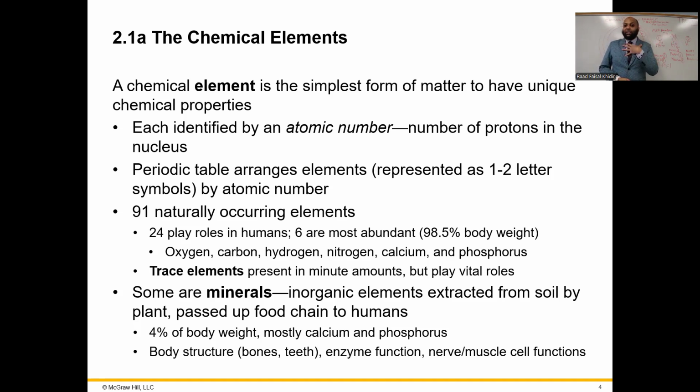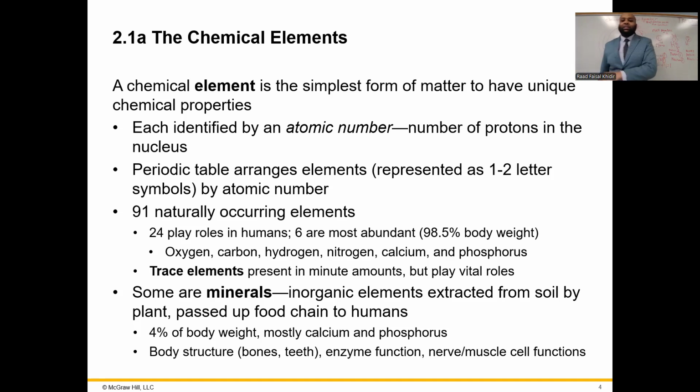Of the 24 in our body, 6 are the most abundant: oxygen, carbon, hydrogen, nitrogen, calcium, and phosphorus. These are the ones that are very important. That's where you have hyperoxemia, too much oxygen, and hypoxemia, too little oxygen. Too much hydrogen is acidity, acidosis; too little hydrogen is alkalosis. Too much calcium is hypercalcemia; too little calcium is hypocalcemia.